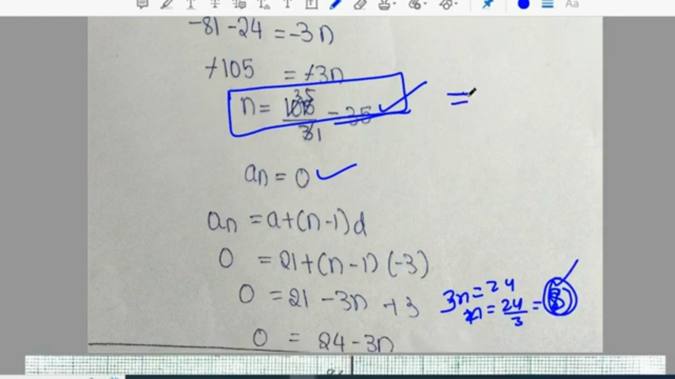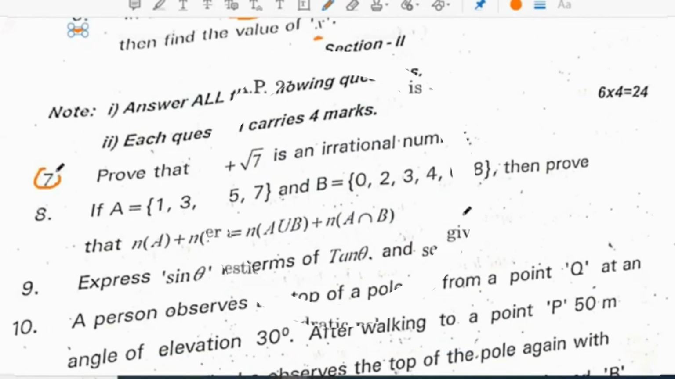So which term is minus 81? 35th term is minus 81, and which term is 0? 8th term is 0.